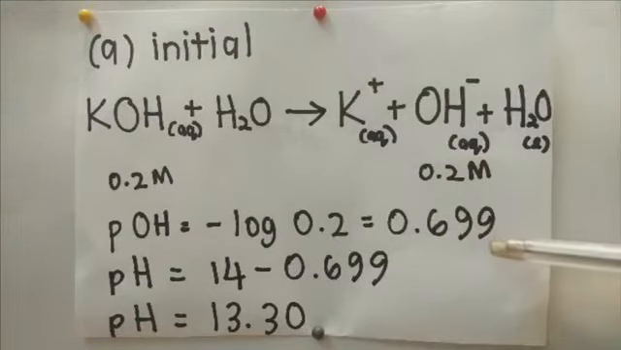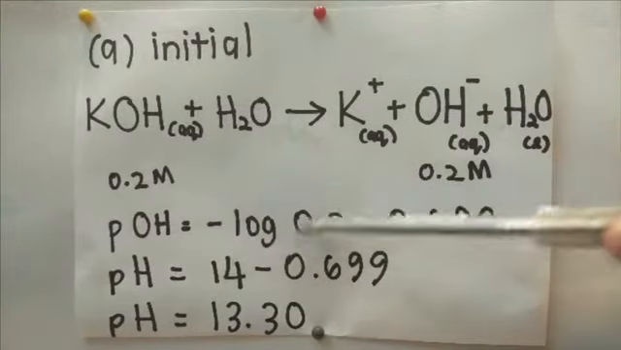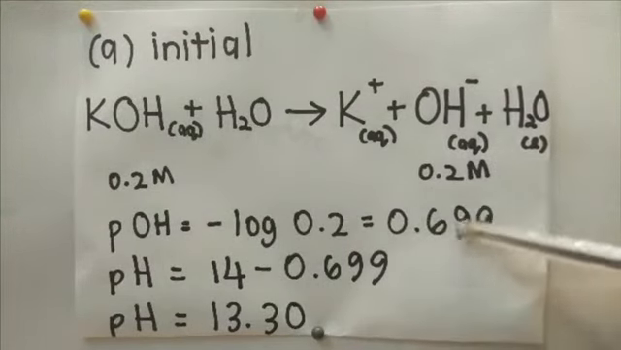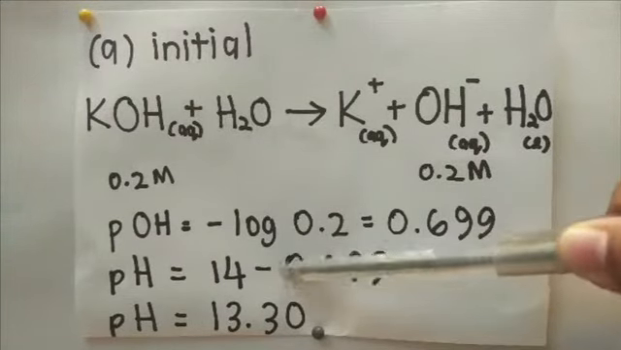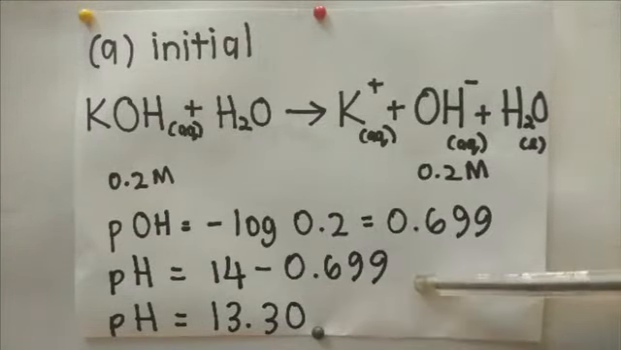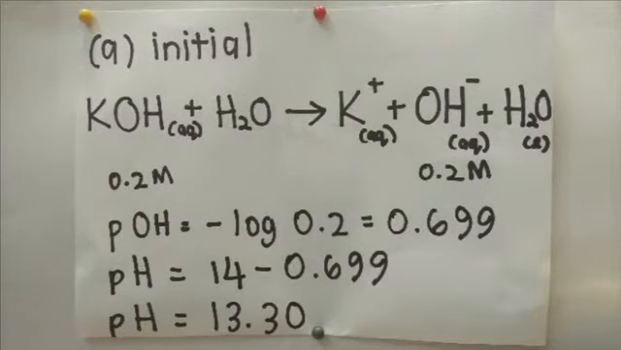Okay, first we find pOH using negative log. So negative log 0.2, you will get 0.699. To get pH, 14 minus 0.699, then the pH will be 13.30.